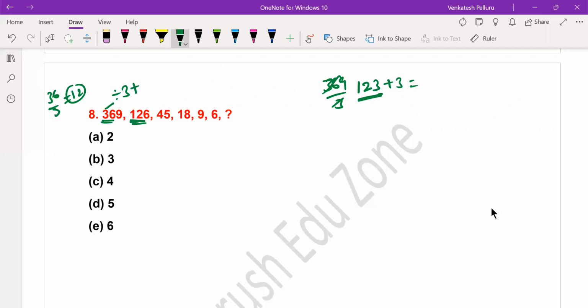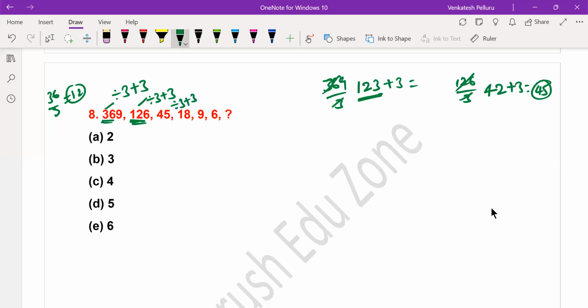So divided by 3 plus 3. 369 divided by 3 plus 3, 126. So 126 same. Again, it is the same, divided by 3 plus 3. If you want, you can check it. 126 by 3. Go for it. 3 4s are 12, 3 2s are 6, so 42. 42 plus 3 gives you how much? 45. Okay, so again the same logic.